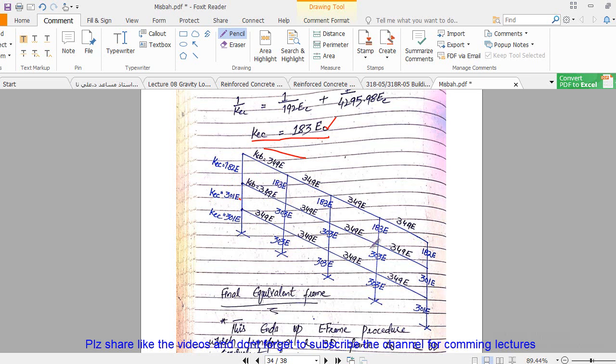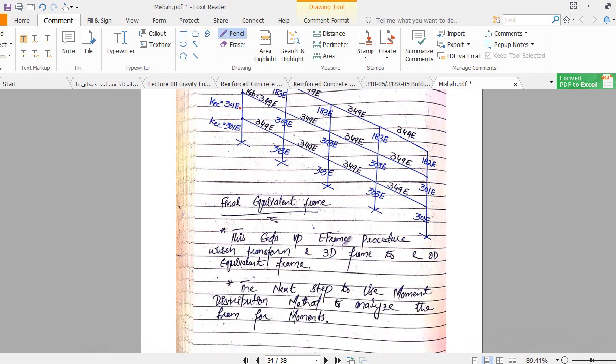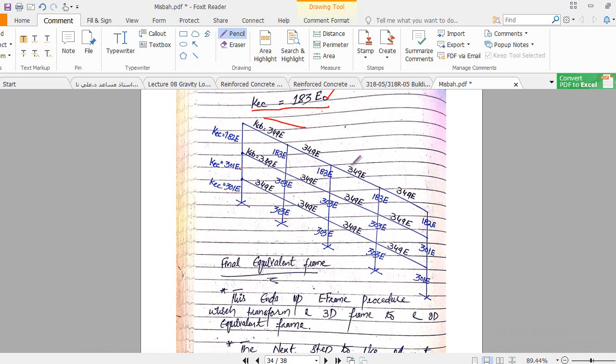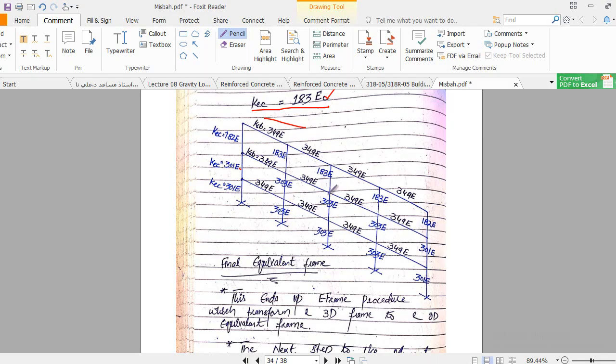And this winds up our equivalent frame method. Remember, this ends the equivalent frame procedure, which transforms a 3D frame to a 2D equivalent frame. This is the procedure of how to convert a 3D structure to a 2D structure. Now you are allowed to assign this model in SAFE or ETABS and do the calculation. This is the right procedure.